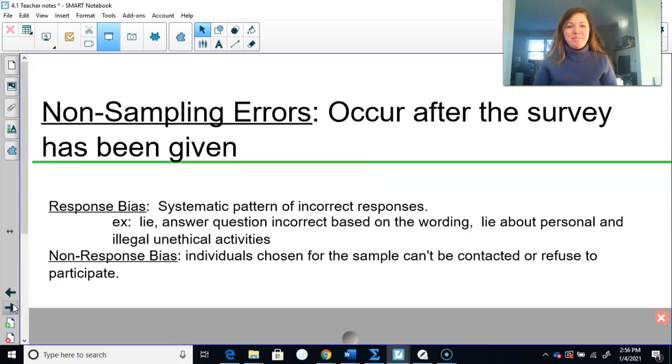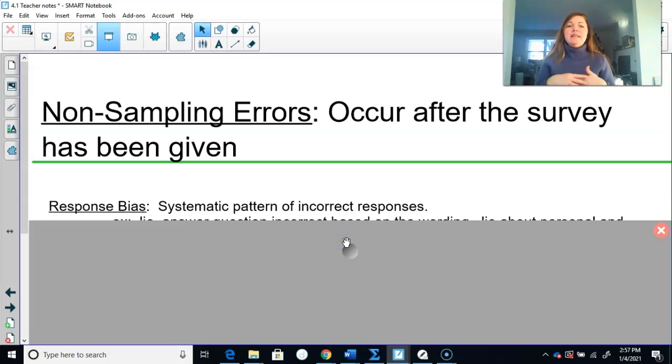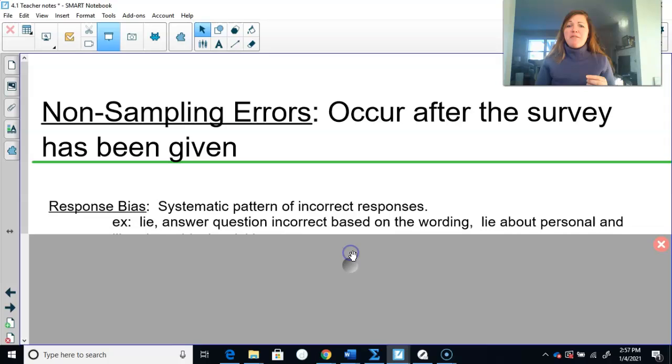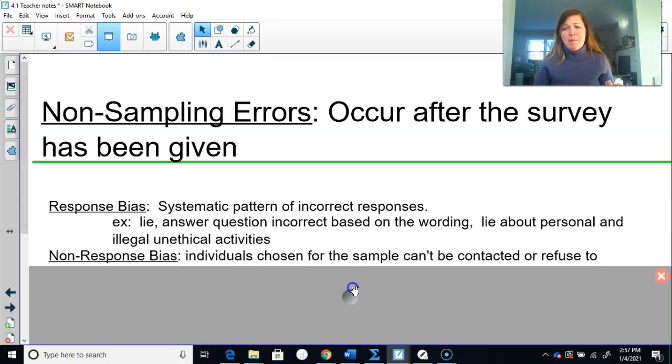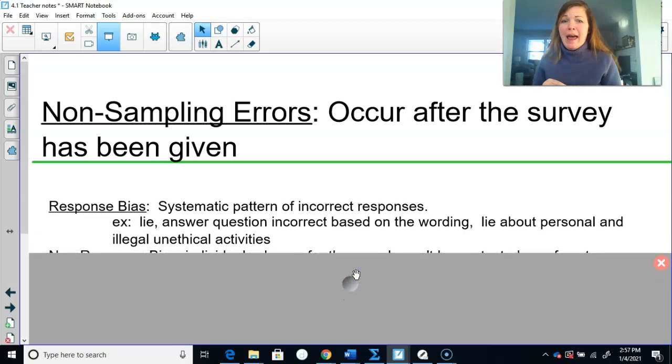Let's move on. Non-sampling errors, those can occur after the survey has been given. So one of those is response bias. This is a systematic pattern of incorrect responses. This is often where people lie or answer the question incorrectly based on wording. People often lie about personal and illegal or unethical activities. For example, teenage alcohol use, that is illegal. It's also not healthy for you, right?